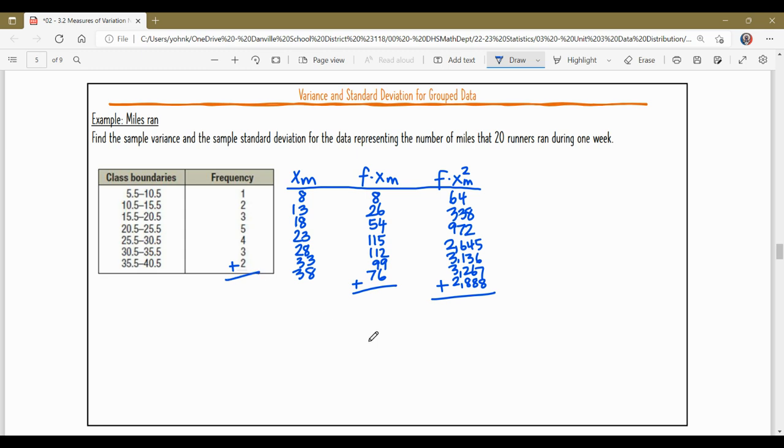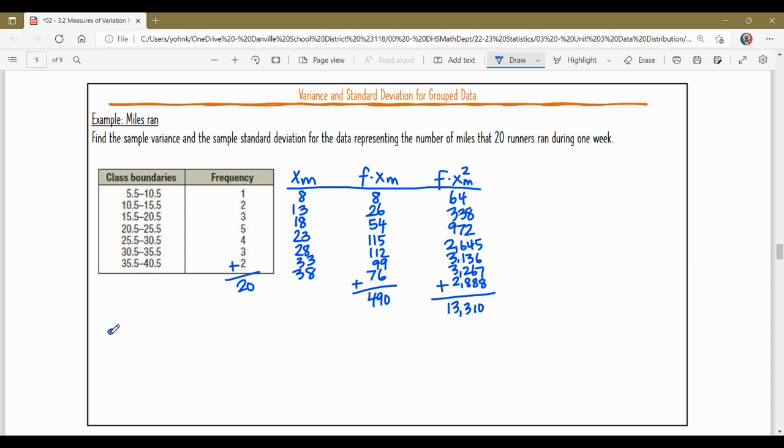The formula says I have to add this column, I have to add this column, and I have to add this column. So if I add the frequency column, I get 20. If I add the frequency times midpoint column, I get 490. And if I add the frequency times midpoint squared column, I get 13,310.